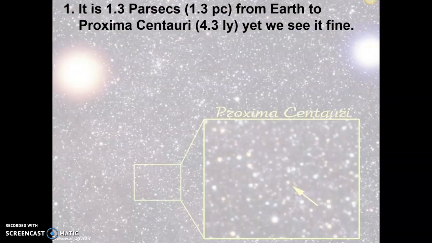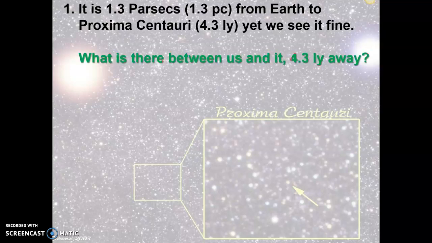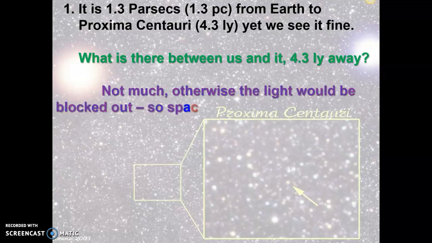So Proxima Centauri is 1.3 parsecs from the Earth, yet we see it pretty well. Why do we see Proxima Centauri so well if it's so far away? What is there between us and these stars? Basically, there's nothing. For light to travel 4.3 light years, that is the speed of light, for 4.3 years, and not be deflected, means there is very little stuff out there in space to deflect that light.